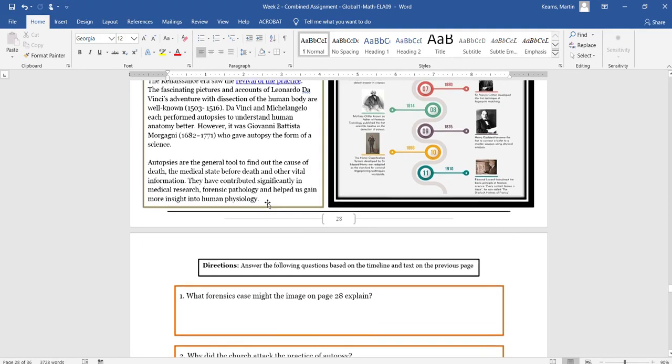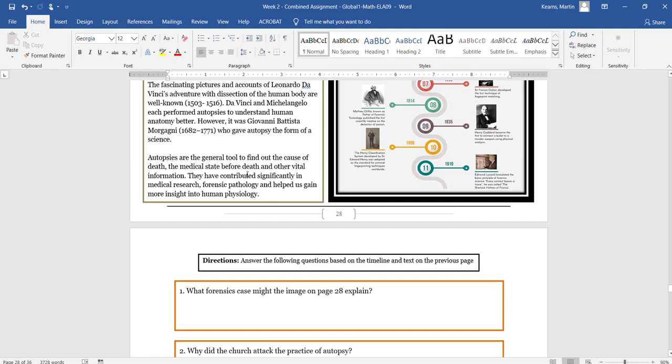Right? Autopsies are the general tool to find out the cause of death, the medical state before death, and other vital information. They have contributed significantly in medical research, forensic pathology, and helped us gain more insight into human physiology.